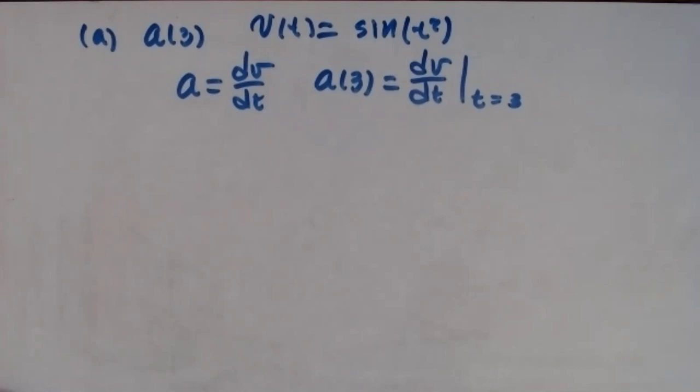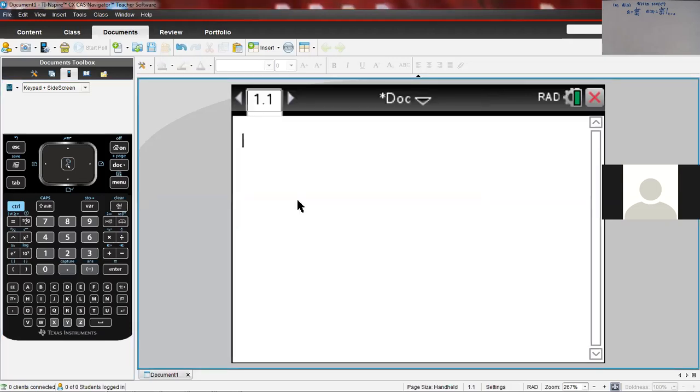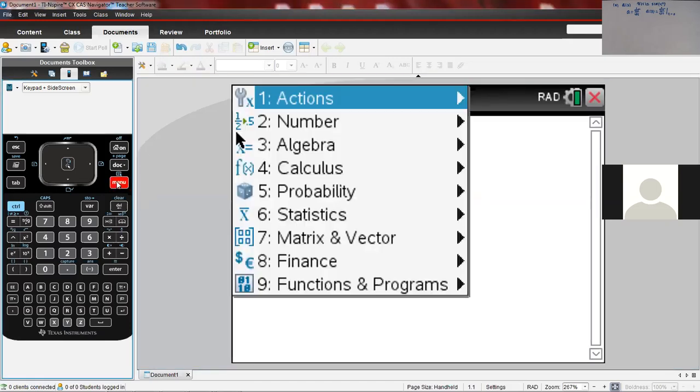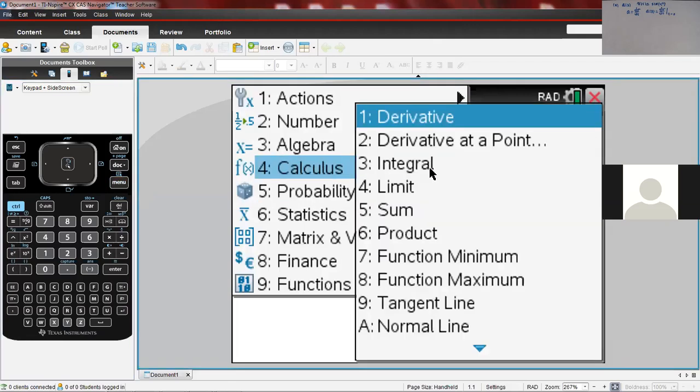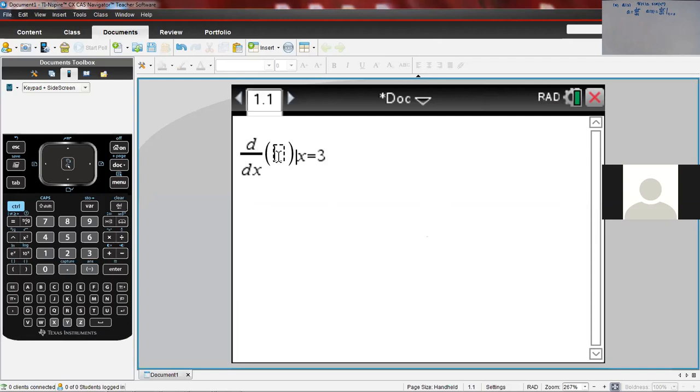Let me just share the screen again. Share screen, calculator. With the calculator, you add a calculating page, and then you put menu, calculus, derivative at a point, variable x, value is going to be 3. And then you put, okay, first derivative, and then you put here your function. In this case, I'm going to put sine of x squared, right?